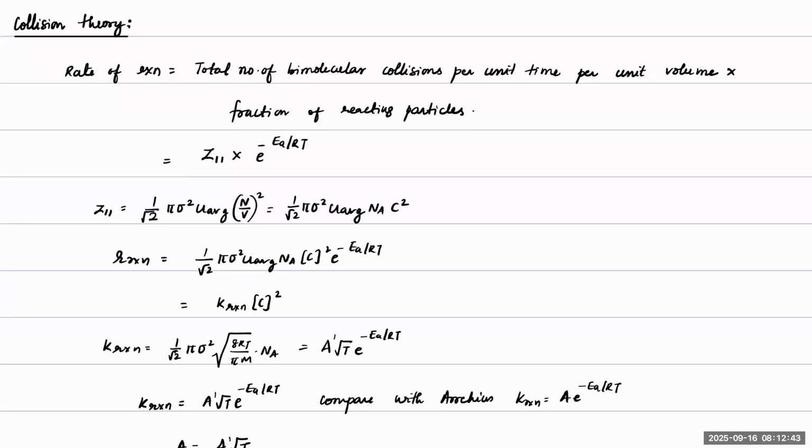If these are the particles crossing the energy barrier to form the products, then Z1, which we learned in states of matter as the way to figure out the collision frequency, is equal to 1 by root 2 pi sigma square u average into n by v square.